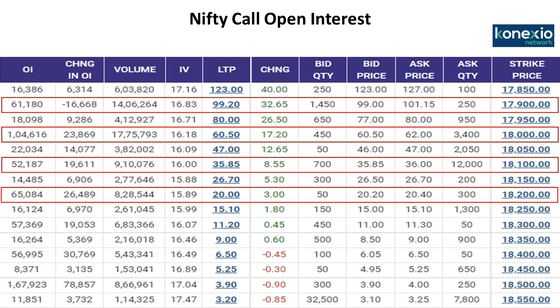Now here you will clearly see that there has been a rise in the open interest. There has been a rise in the option premiums. Implied volatility is between 15.89 to 16.68. Now just one thing which I would like to mention here: in 17,900 calls, there has been a shedding of the open interest.